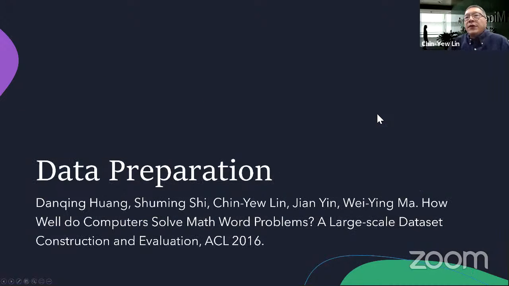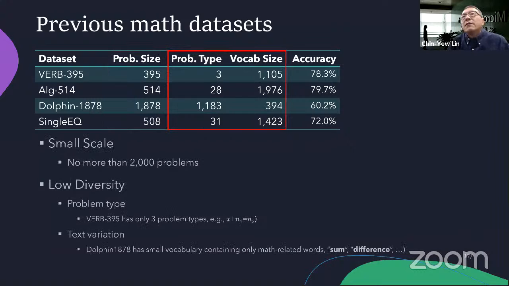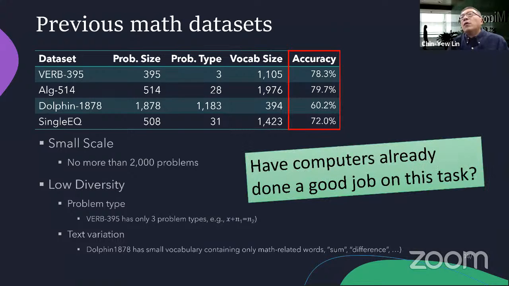The first is data preparation. Why is this very important? Because in 2015, and actually in 2014, a few papers came out about math word problem solving. When those came out, as I list in the references on the slides, the problem size was roughly under 2,000, and the problem types were not many, and the problem size was small. If you check those papers, the reported performance could get to almost 80%.